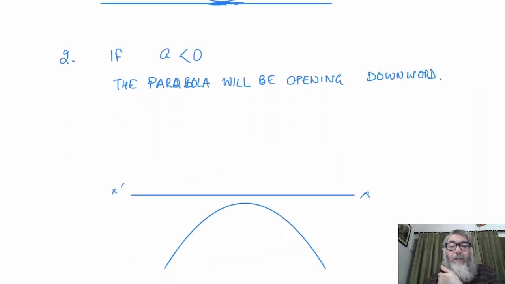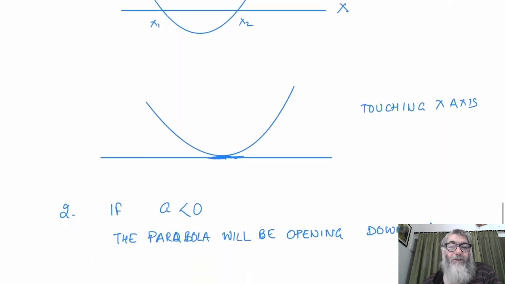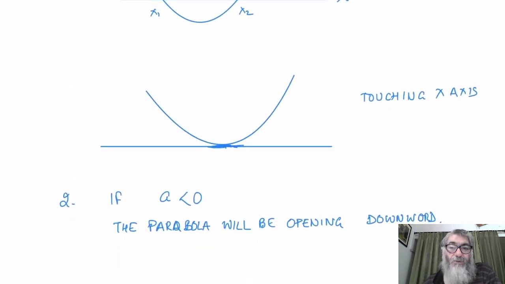So in these two cases, the first case of the opening upward or opening downward, we realize that the curve is not cutting the x-axis, so there are no real roots. In the second case, yes, it is cutting at two different places, so two distinct roots are there.